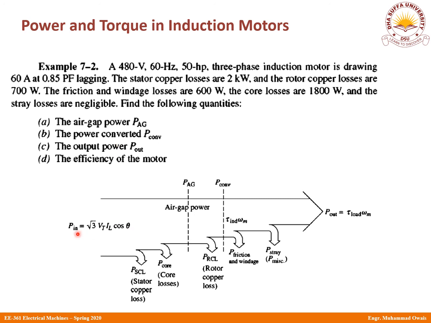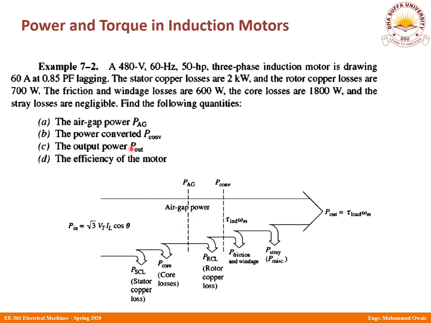Have a look. Do we have the input power? We have the parameters, we have the terminal voltage, we have the line current, which is given to us, and we also have cos theta. Cos theta is 0.85. So simply you have to put these in, and you will be able to find out your input power. And you have these two powers, so air gap power will be nothing but input power minus these two components. That will give you your air gap power.